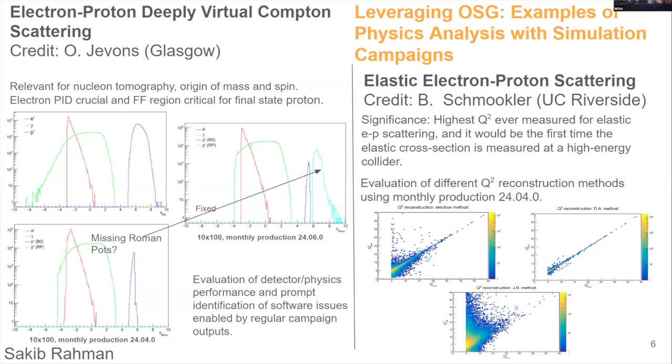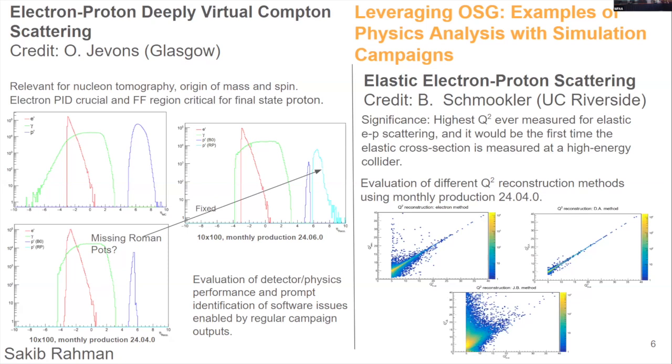I'll just mention a couple of examples. One is a group looking at electron-proton deeply virtual Compton scattering. I'm not going to explain exactly what the physics is, but it's relevant for 3D imaging of the nucleons, the protons and neutrons. This helps us understand the origin of mass and spin for protons and neutrons, in simple terms. For this, the electron identification is crucial, and the detectors in the far forward region are crucial.